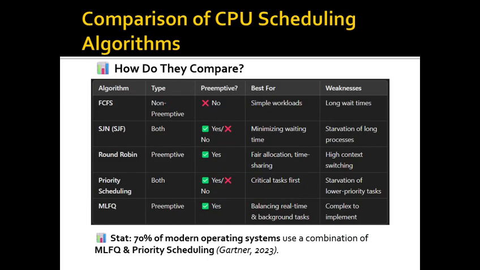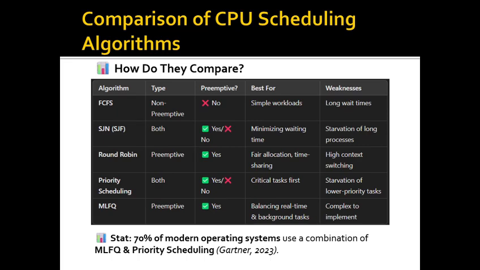Here is a short comparison between first come first serve, shortest job next, round robin, priority scheduling and MLFQ. First come first serve is non-preemptive, best for simple workloads, and its weakness is long waiting time. Shortest job first can be both preemptive and non-preemptive, minimizes waiting time, but can cause starvation of long processes.